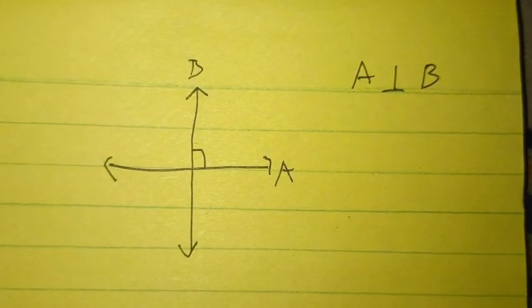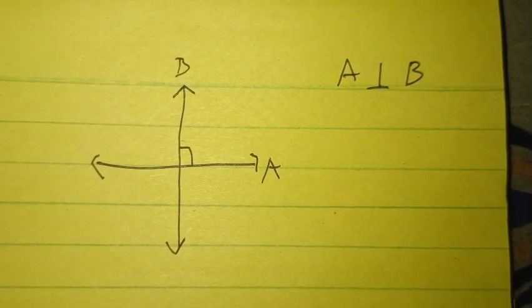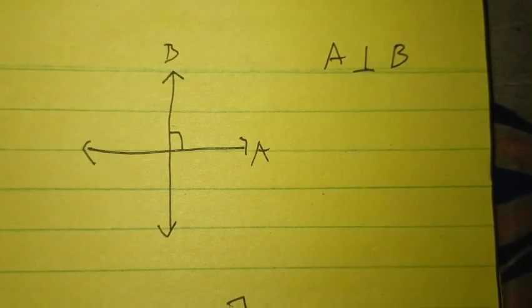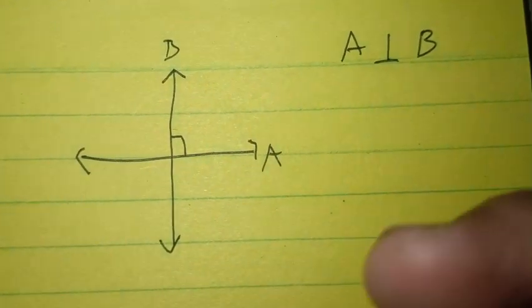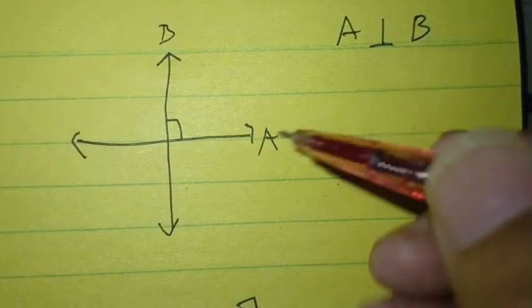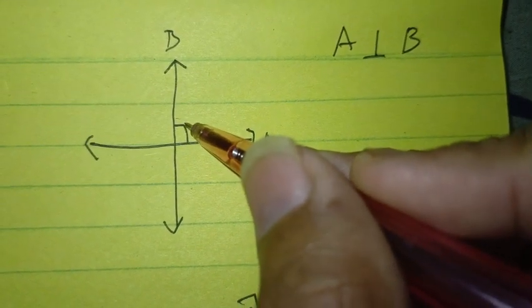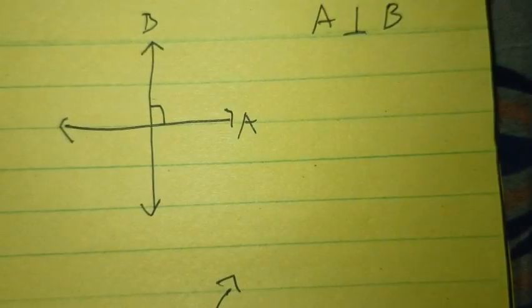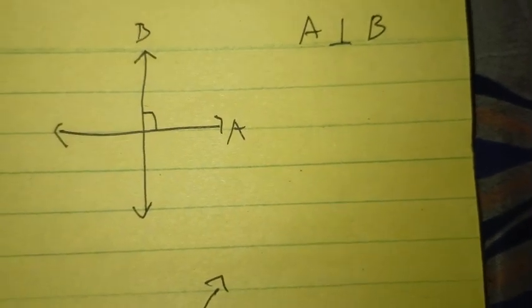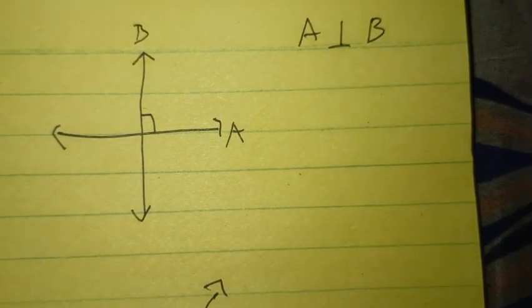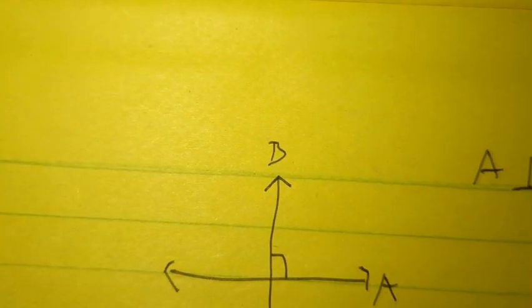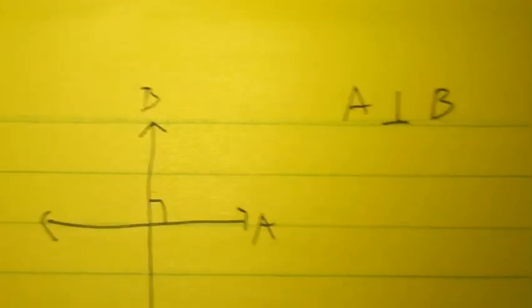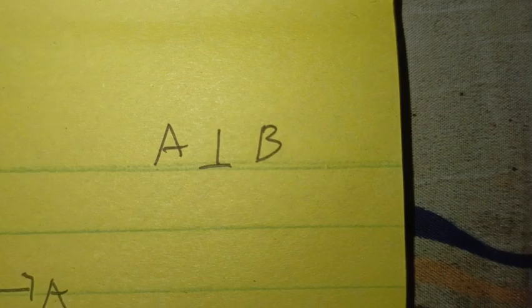Next one are perpendicular lines. Perpendicular lines are different. Whenever you have two perpendicular lines intersecting each other, they will form a right angle. So they meet at 90 degrees. Let's call this line A and line B. The way you can describe it is you can say line A is perpendicular to line B. This symbol represents that those two lines are perpendicular.